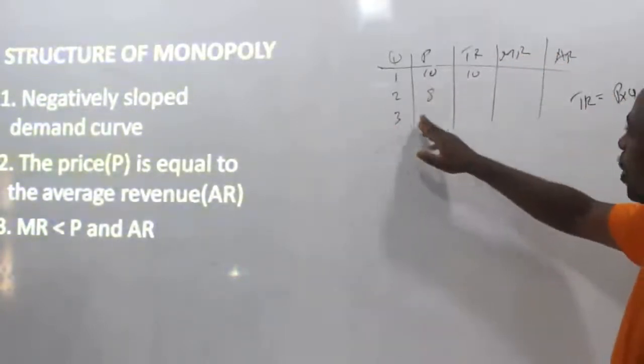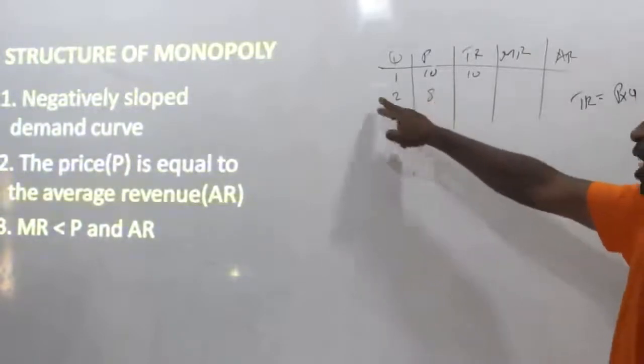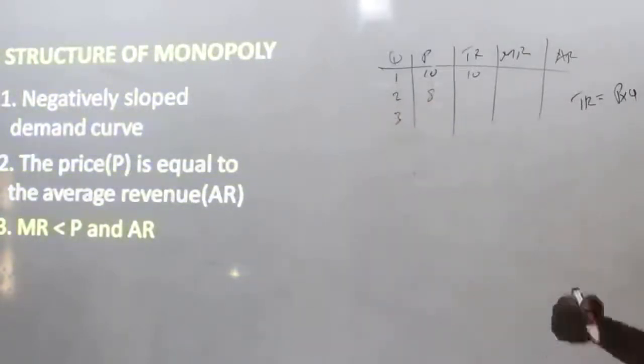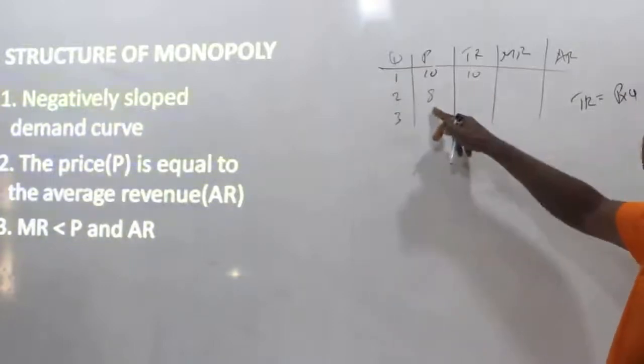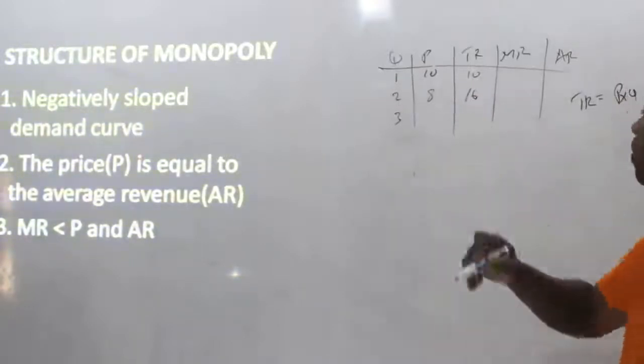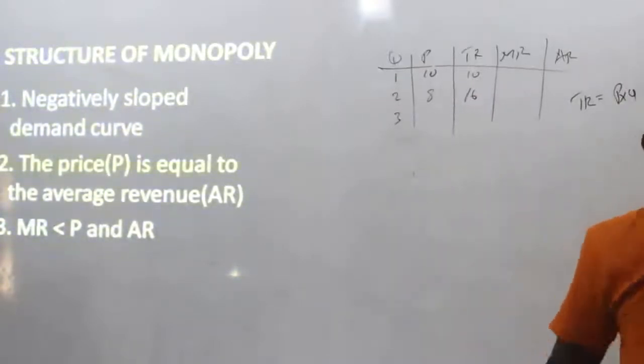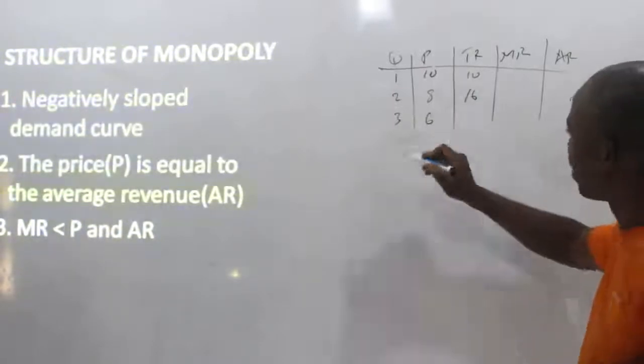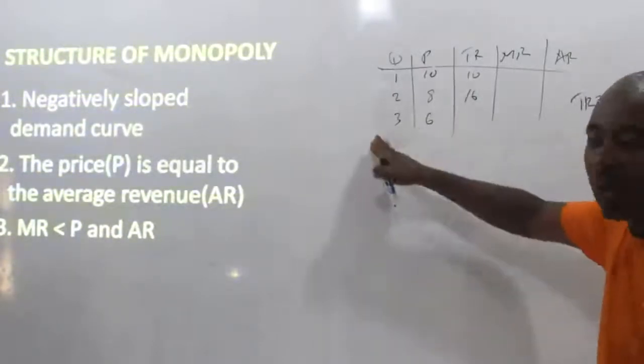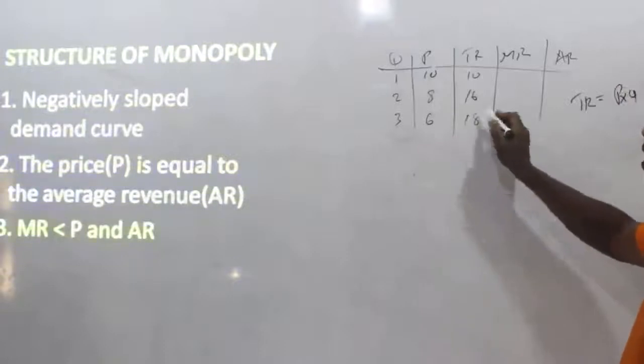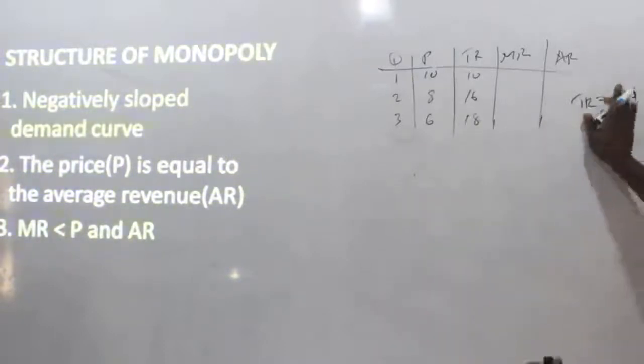Now that he has reduced the price to 8, he's selling how many now? 2. Now, what will be the total revenue? This times 6, which is what now? 16. Now, for him to sell more again, he has to reduce his price to 6. He's selling 3 now. 3 times 6 is what now? 18. Now, look at it very well.